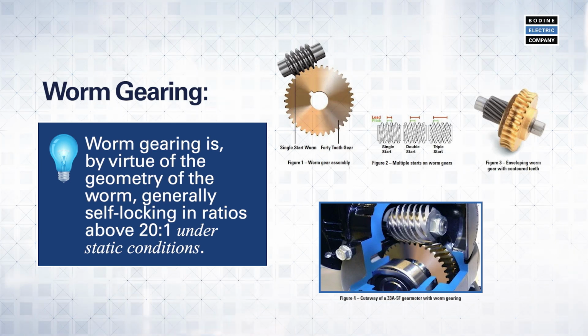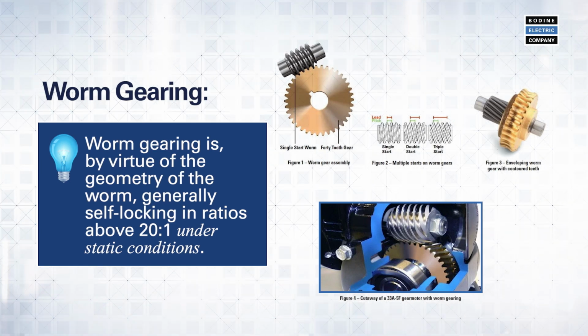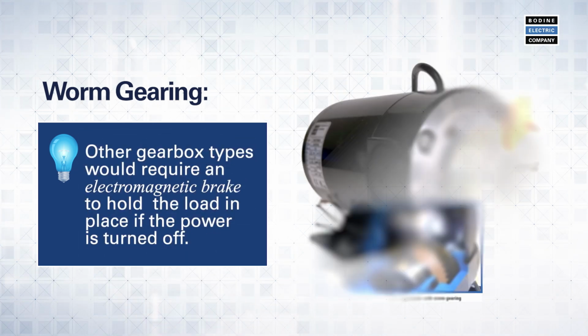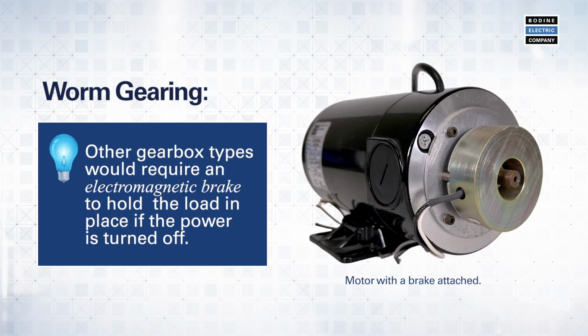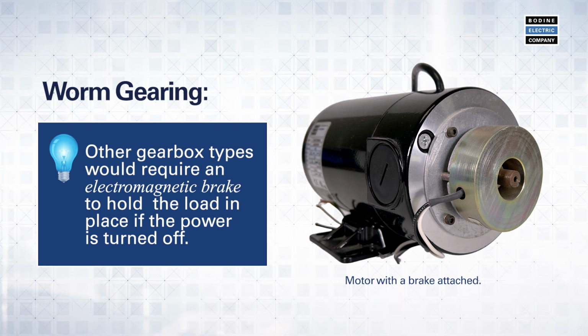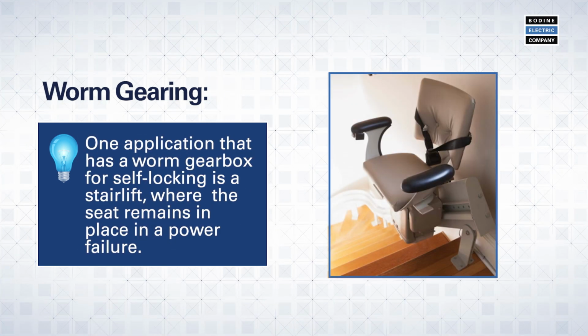Lastly, an application may benefit from having a self-locking gearbox that can hold a load in position against gravity even after power is turned off. Worm gearing is, by virtue of the geometry of the worm, generally self-locking in ratios above 20:1 under static conditions. Any other gearbox type would require the addition of an electromagnetic brake onto the end of the gear motor to hold the load in place if the power is turned off. One application that usually has a worm gearbox for self-locking is a stair lift, where it's necessary for the seat to remain in place if there's a power failure.